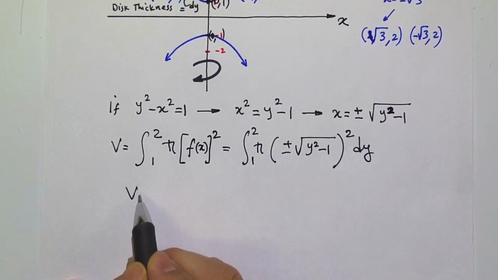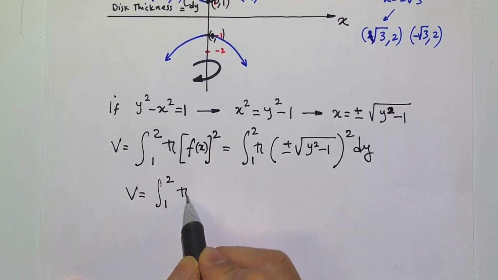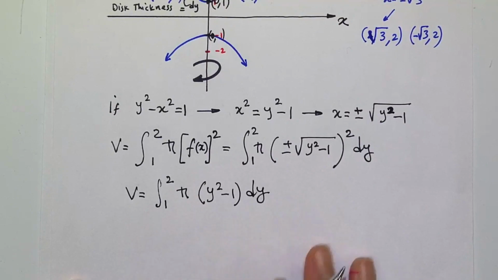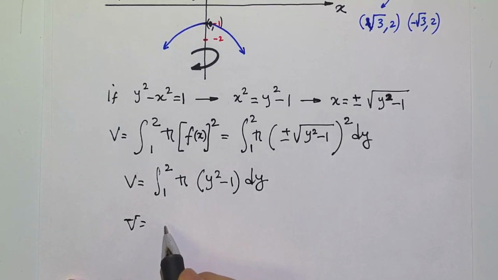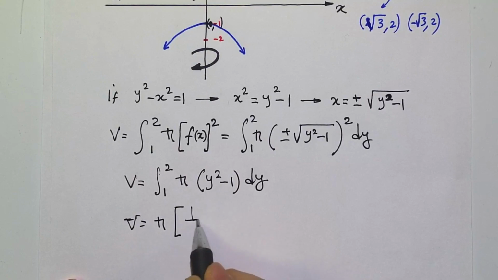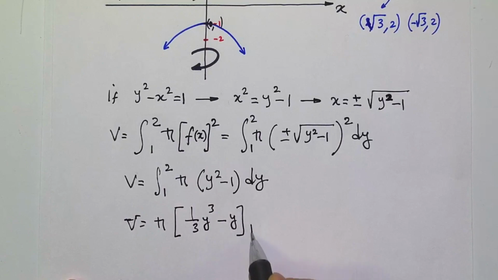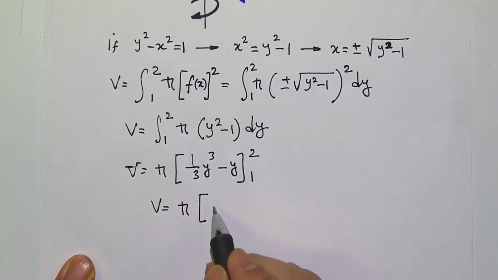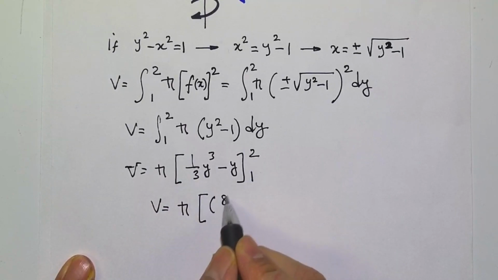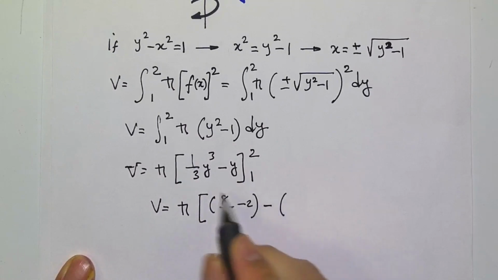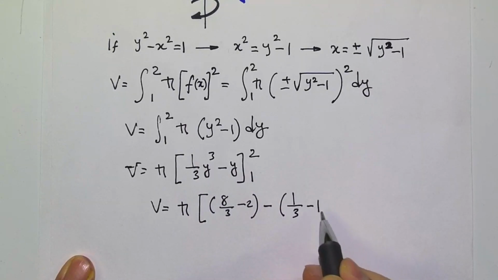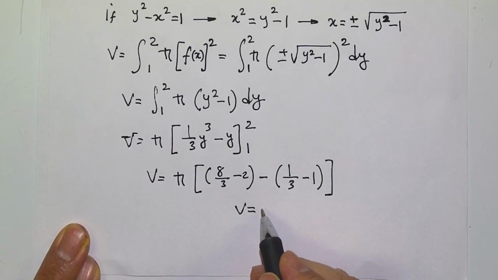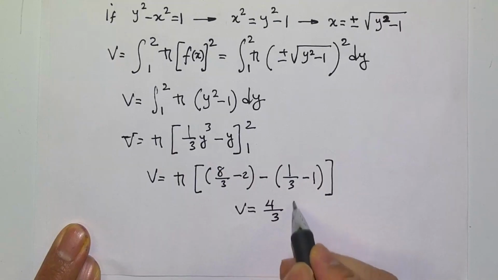Then we have the volume going from 1 to 2, pi times this squared, which will just give y squared minus 1, dy. If we integrate, we get pi times 1/3 y cubed minus y, going from 1 to 2. The volume is equal to pi times 2 cubed over 3, so 8 over 3 minus 2, minus, substituting for y with 1, 1/3 minus 1. After simplifying and multiplying by pi, the volume of that solid region is equal to 4/3 times pi.